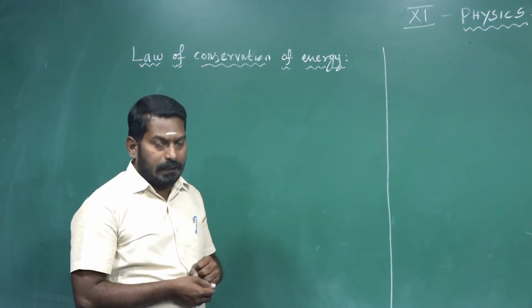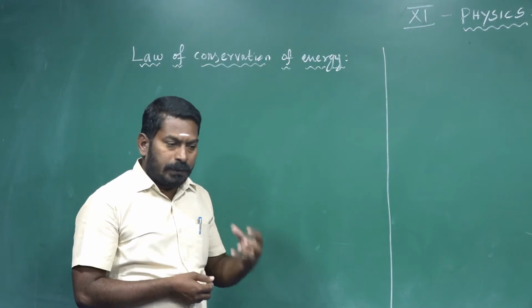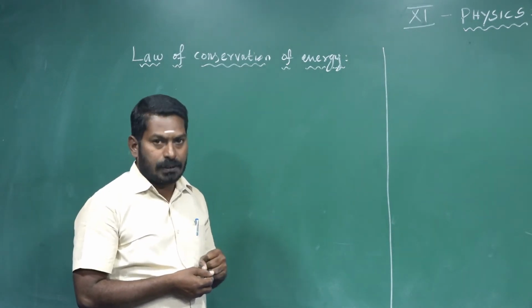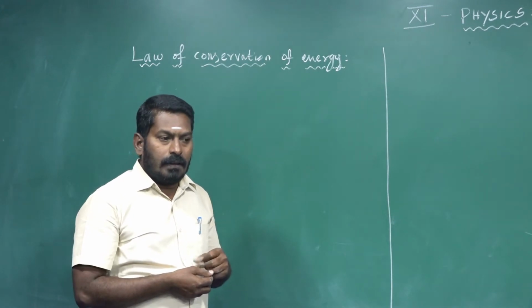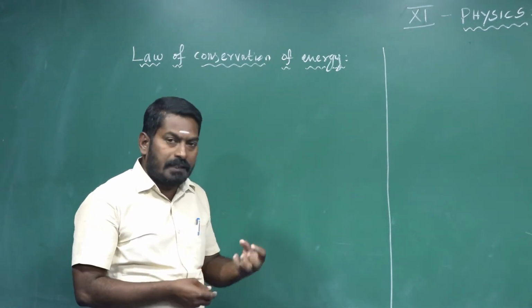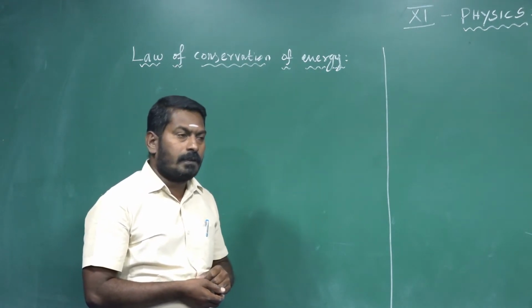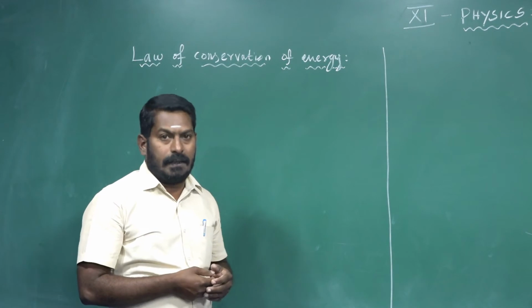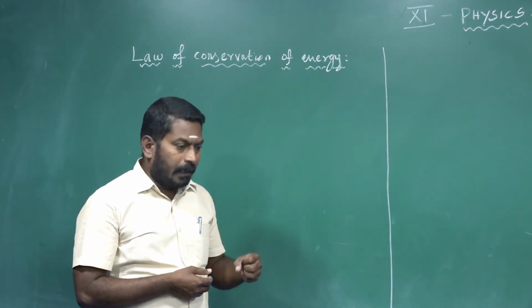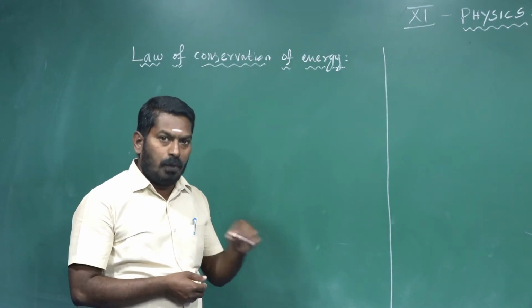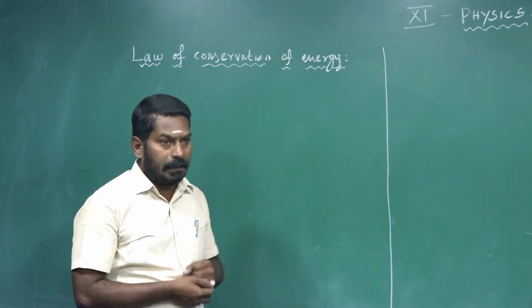What is potential energy? Potential energy is possessed by a body due to gravitational force, and also by virtue of its position. Next, kinetic energy. Kinetic energy is possessed by a body due to its motion. All moving bodies possess kinetic energy.